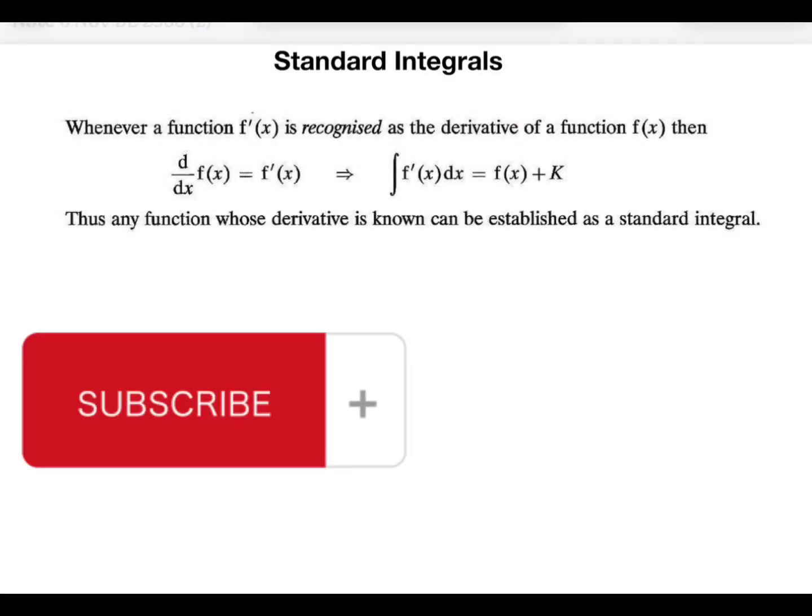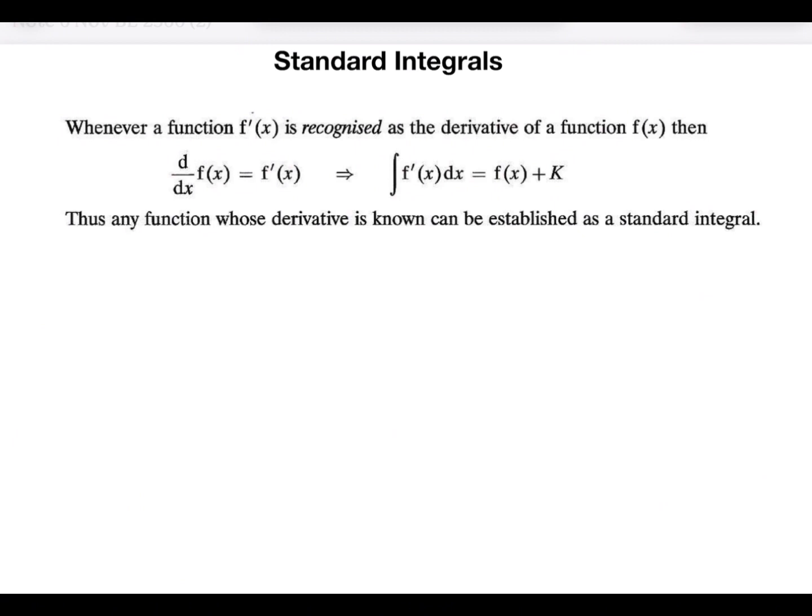Let's consider the definition. Whenever a function, say f prime of x, is recognized as the derivative of a function f of x, then this is true. That is, if the derivative of f of x is equal to f prime of x, it implies that the integral or the antiderivative of f prime of x must be equal to f of x plus the constant k.